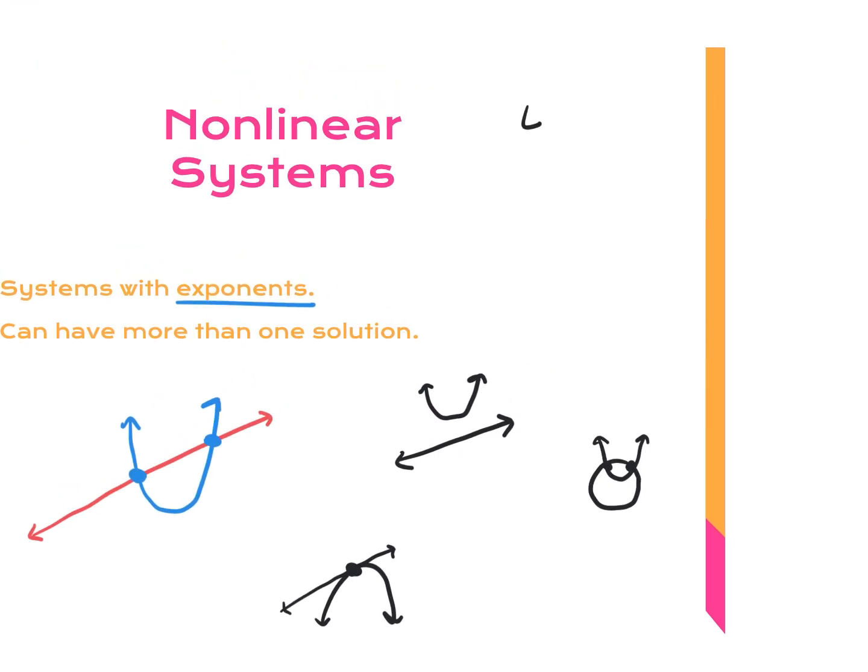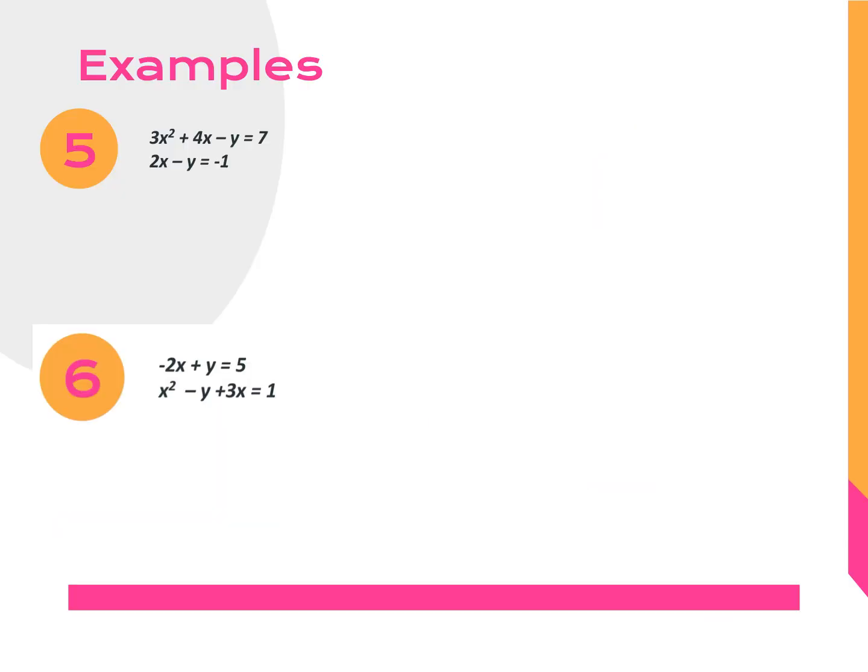A strictly linear system would just be a line with another line. A line and a line. So this is a strictly linear system. This is what you guys did in Algebra 1. But nonlinear systems could have any other type of equation. All right, let's solve them.